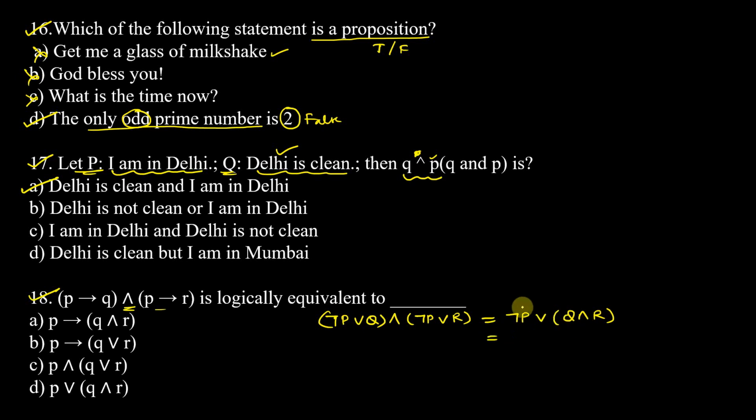So it is just like a negation A or B formula. What is negation A or B? Negation A or B, you can write it as A implies B. Now what is A here? P. What is B here? Q and R. So answer for this question is P implies Q and R. That is an option A.